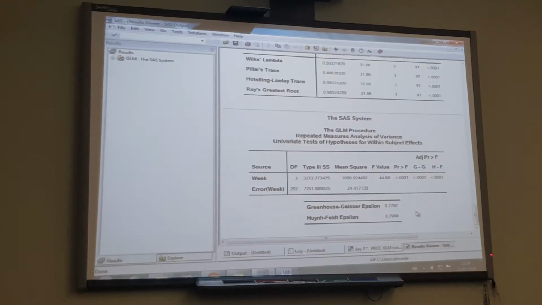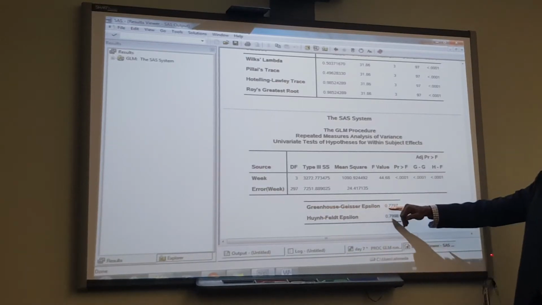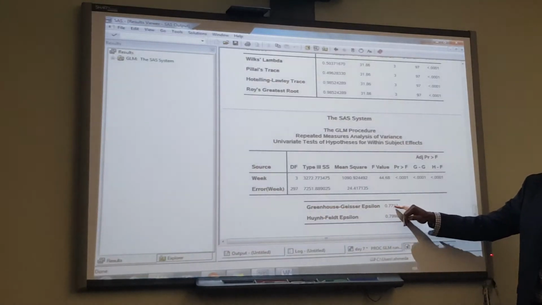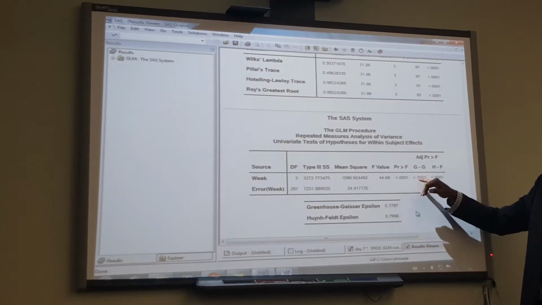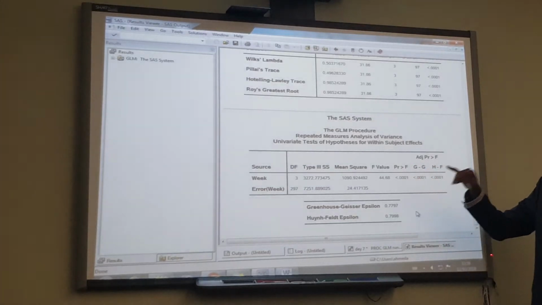Why do we use univariate? Yeah, you can go straight to the univariate. Since sphericity is not assumed, then you need to use the Greenhouse-Geisser, which is adjusted for the hypothesis, and then you're going to report this p-value.